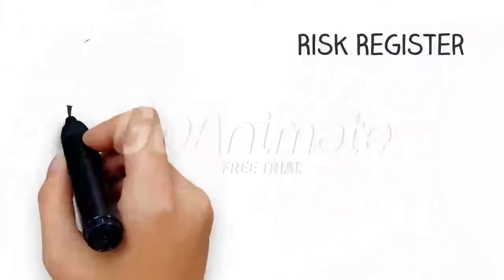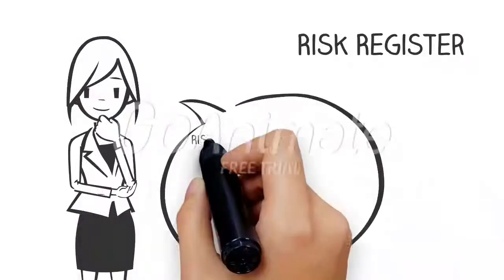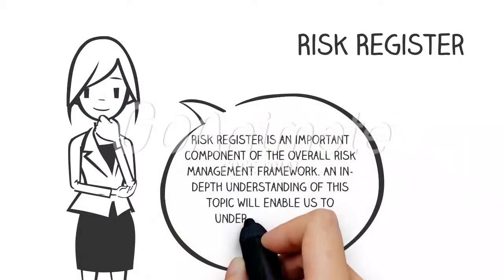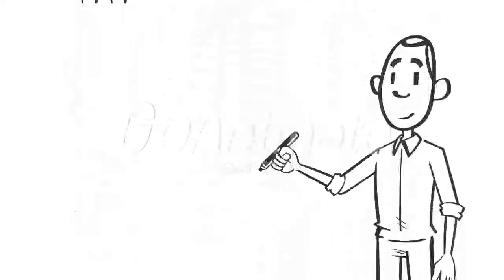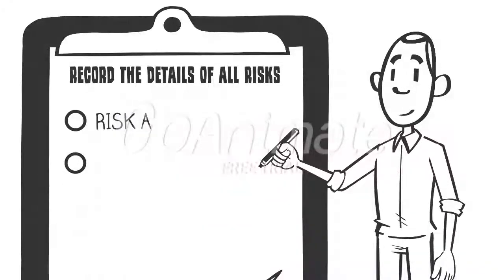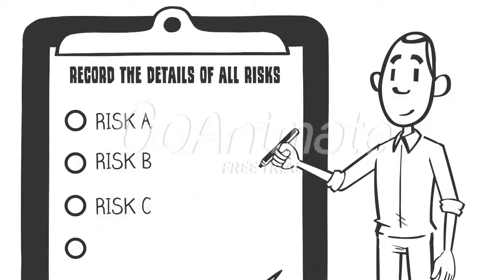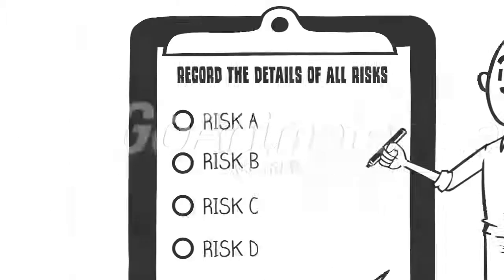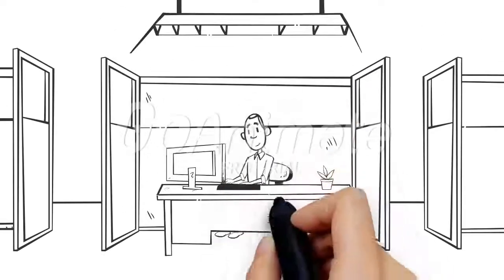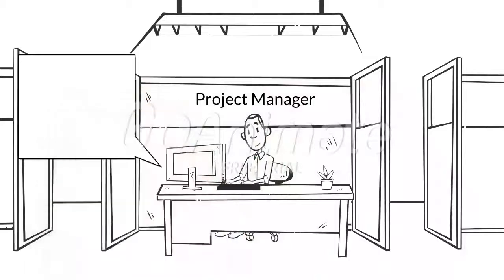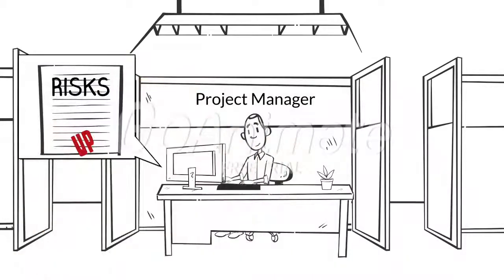Risk register is an important component of the overall risk management framework. An in-depth understanding of this topic will enable us to understand the risk management processes better. The purpose of a risk register is to record the details of all risks that have been identified along with their analysis and plans for how those risks will be treated. It is the responsibility of the project manager to ensure that the risk register is updated whenever necessary. The task of updating the risk register is usually delegated to the project control function.